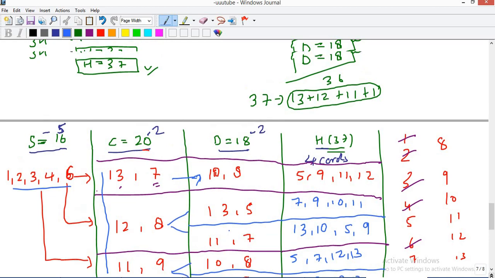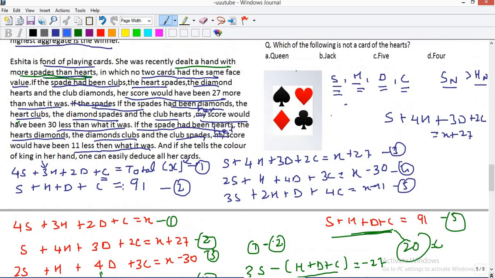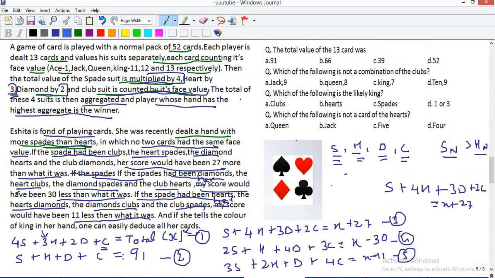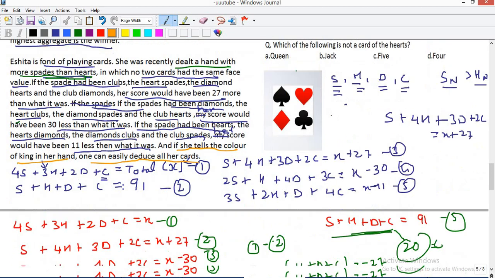Now let's go to the questions. Okay, there's one more important line here. I'll underline it. Just a moment guys, I missed one line here. Where's my marker gone? Yeah. So it says that if she tells the color of the king in her hand, one can easily deduce all her cards. Okay, let's see.